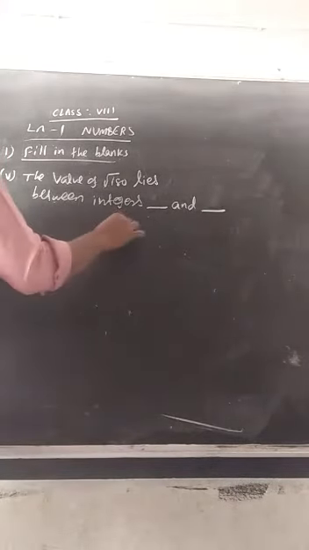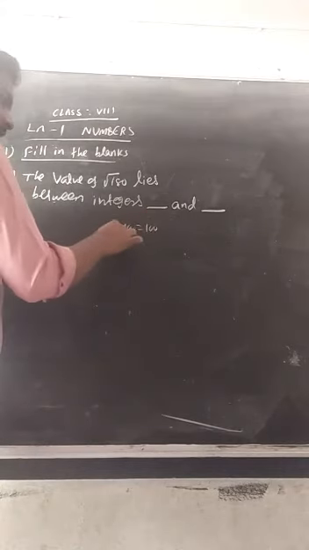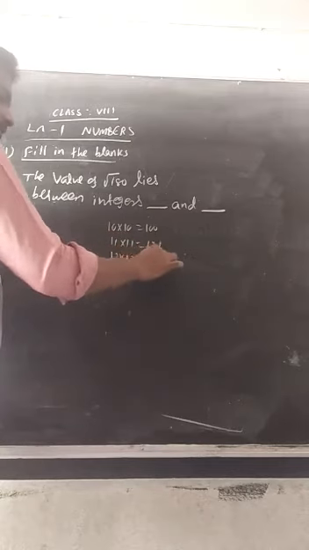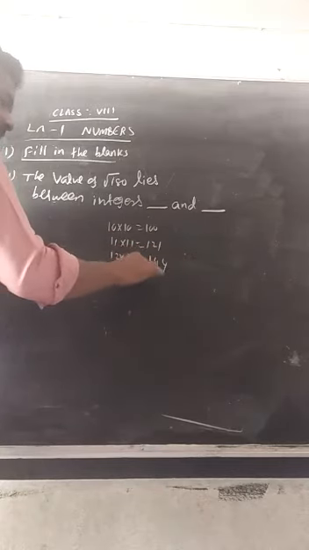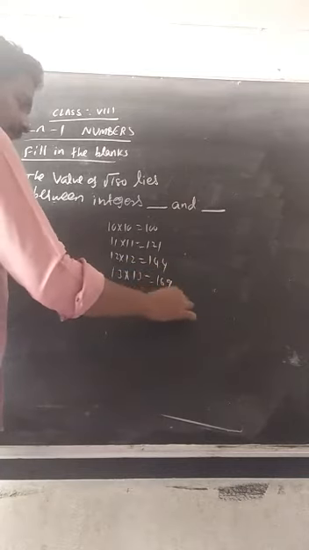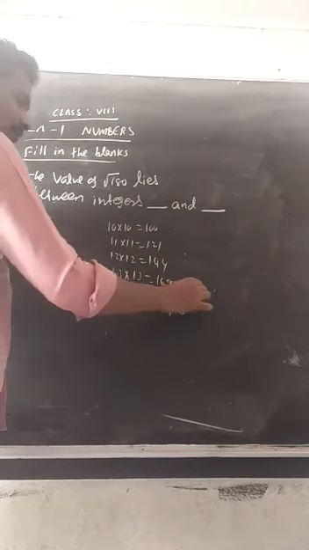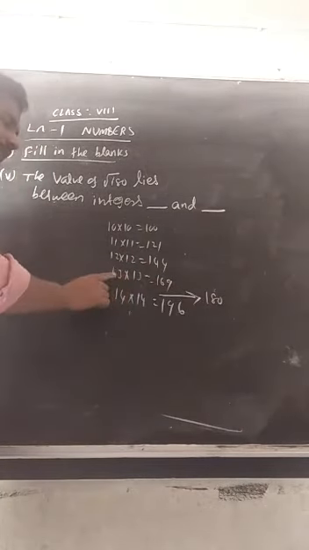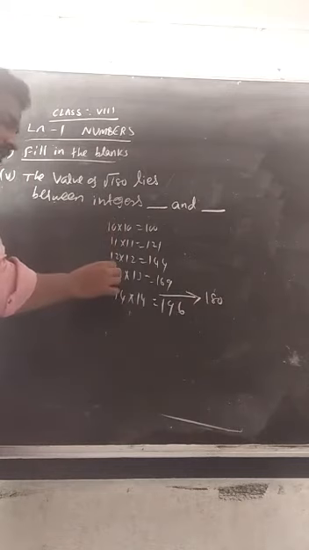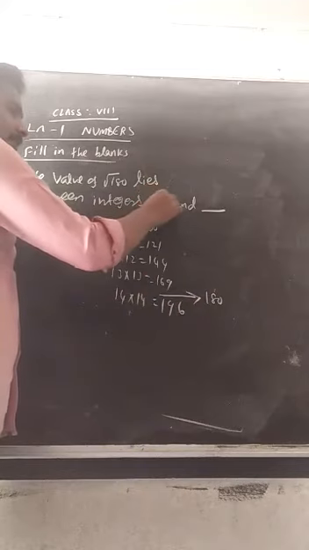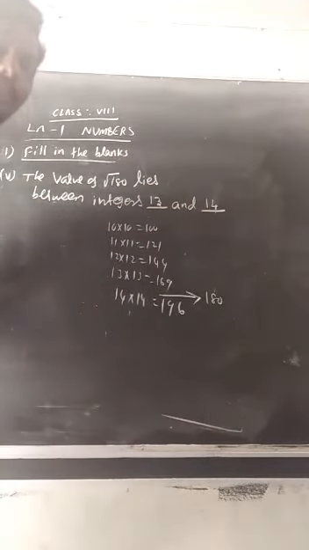So root 180: we know that 10 tens are 100, 11 11s are 121, 12 12s are 144, 13 13s are 169, 14 14s are 196. Look at that. Here, 180 comes in between. They asked for the integers. So between the integers 13 and 14 we can have 180. So the answer is 13 and 14.